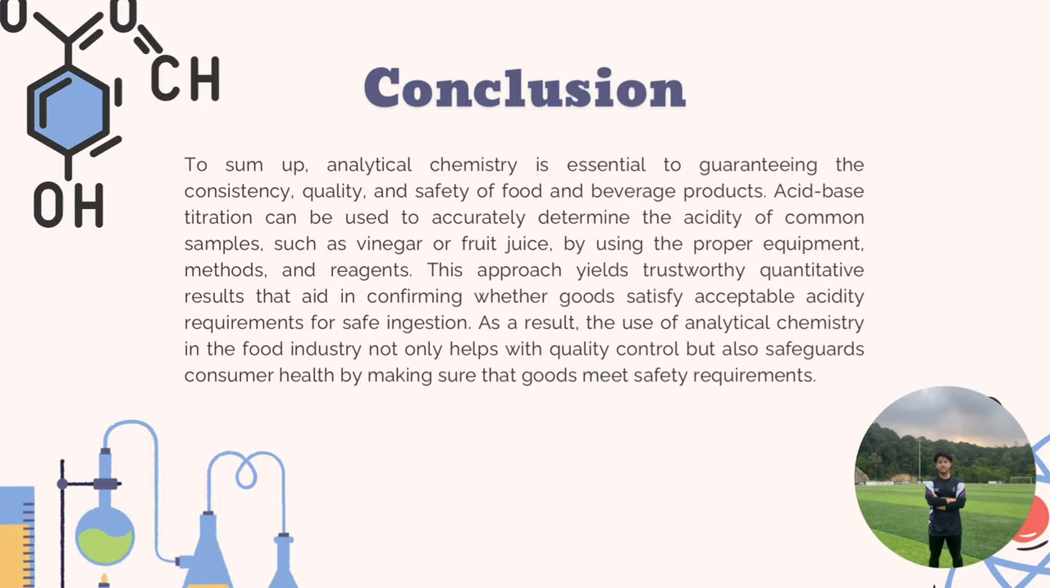For the conclusion, to sum up, analytical chemistry is essential to guaranteeing the consistency, quality, and safety of food and beverage products. Acid-base titration can be used to accurately determine the acidity of common samples, such as vinegar or fruit juice. By using the proper equipment, method, and reagents, this approach yields trustworthy quantitative results that aid in confirming whether samples satisfy acceptable acidity requirements for safe ingestion. As a result, the use of analytical chemistry in the food industry not only helps with quality control, but also safeguards consumer health by making sure that goods meet safety requirements.